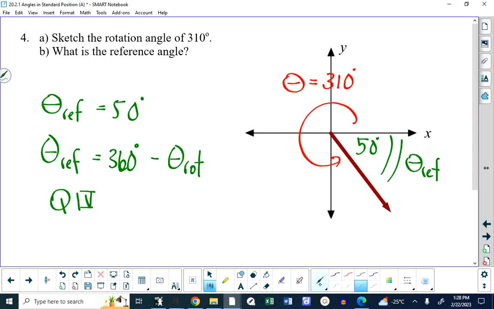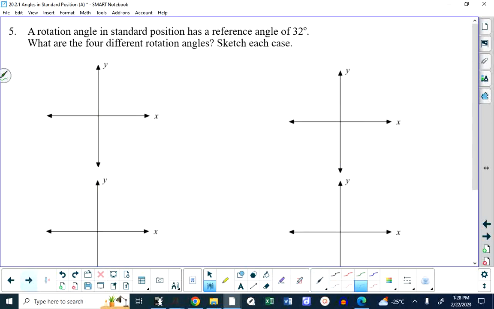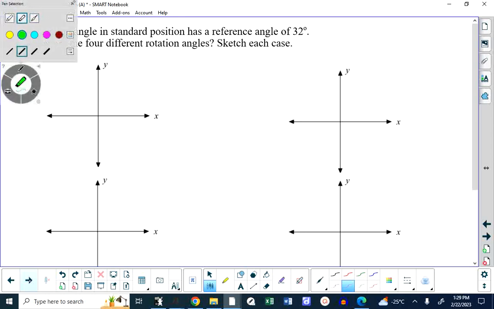So in examples 1 through 4, we were given rotation angles and asked to determine reference angles. Now we're going to work backwards. A rotation angle in standard position has a reference angle of 32 degrees. Taken on its own, everybody, this is not enough information for you to find the rotation angle.